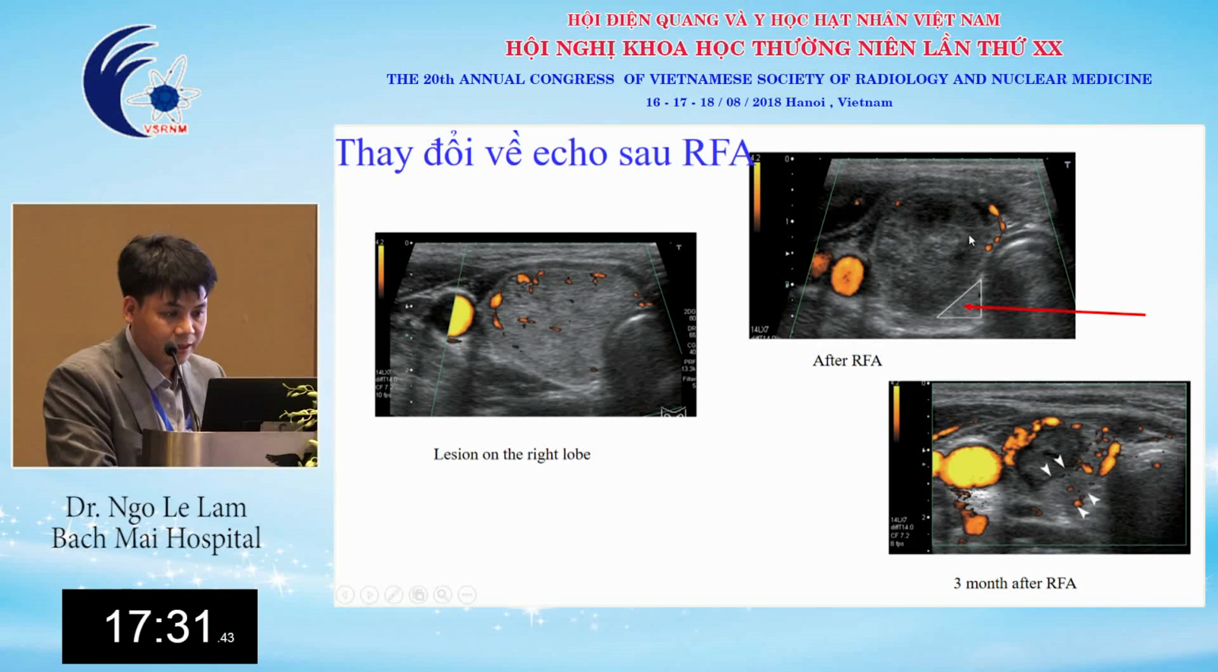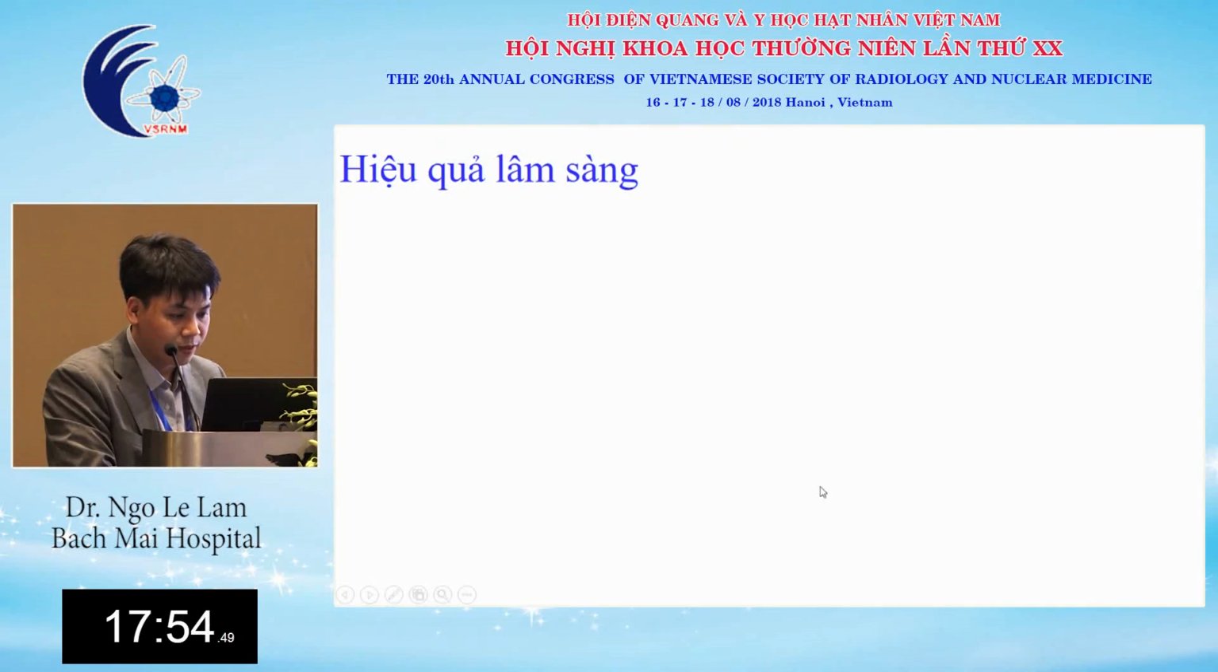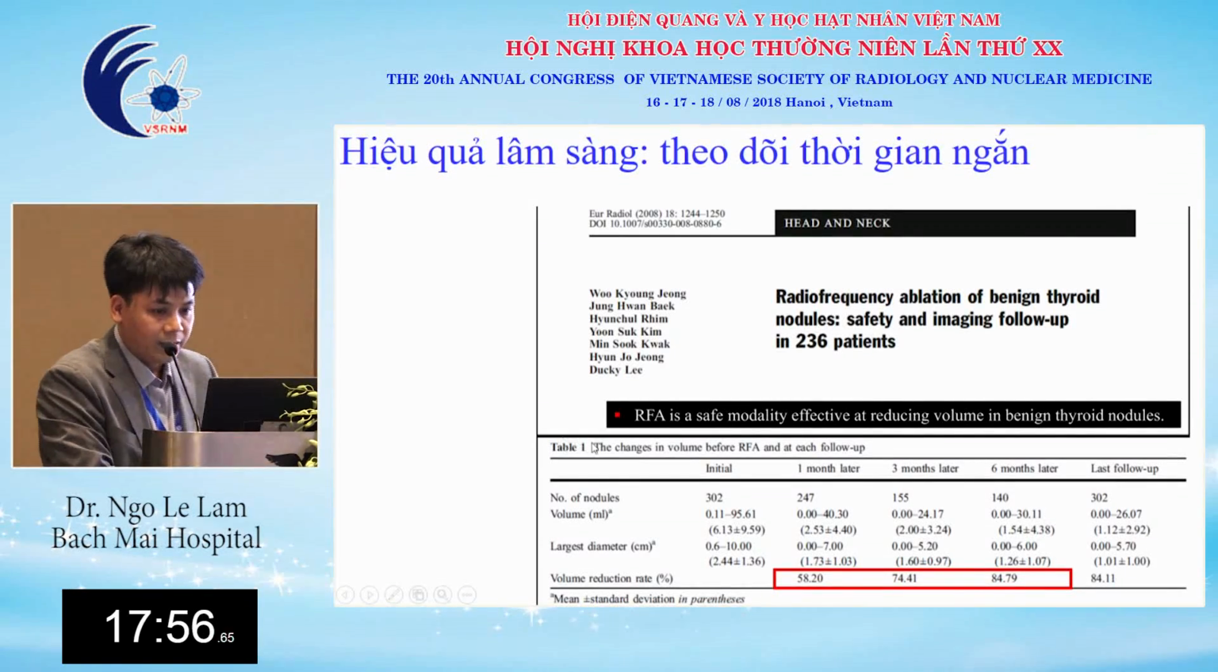Before treatment, the lesion must be hyperechoic, and after IFA, we can see the nodule is inhomogeneous and sometimes it's quite similar to cancer, and a lot of doctors may see that it mimics cancer.